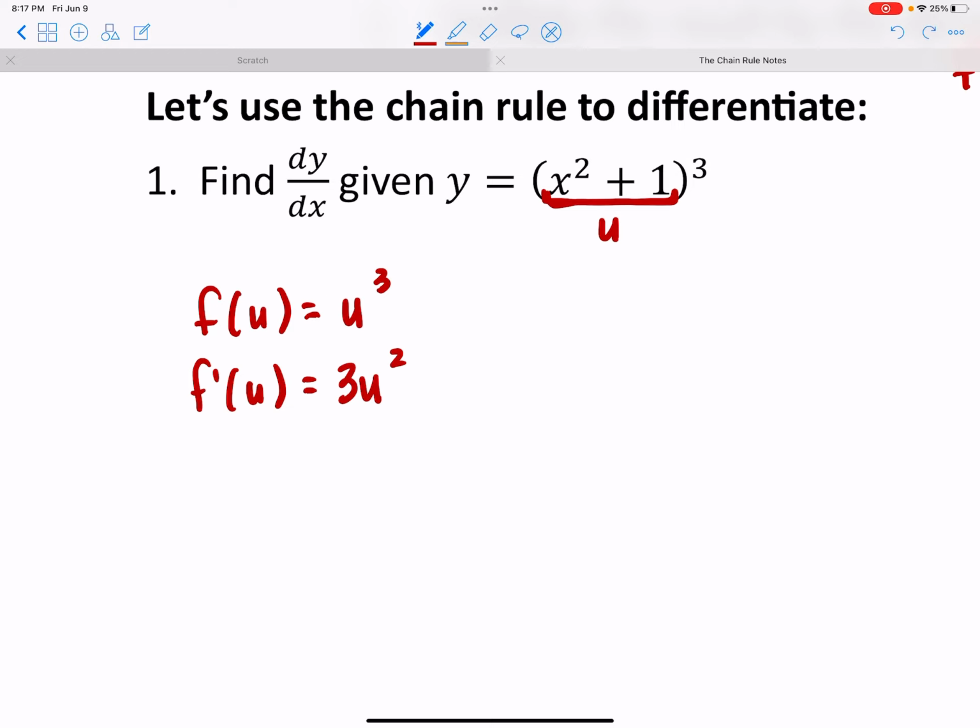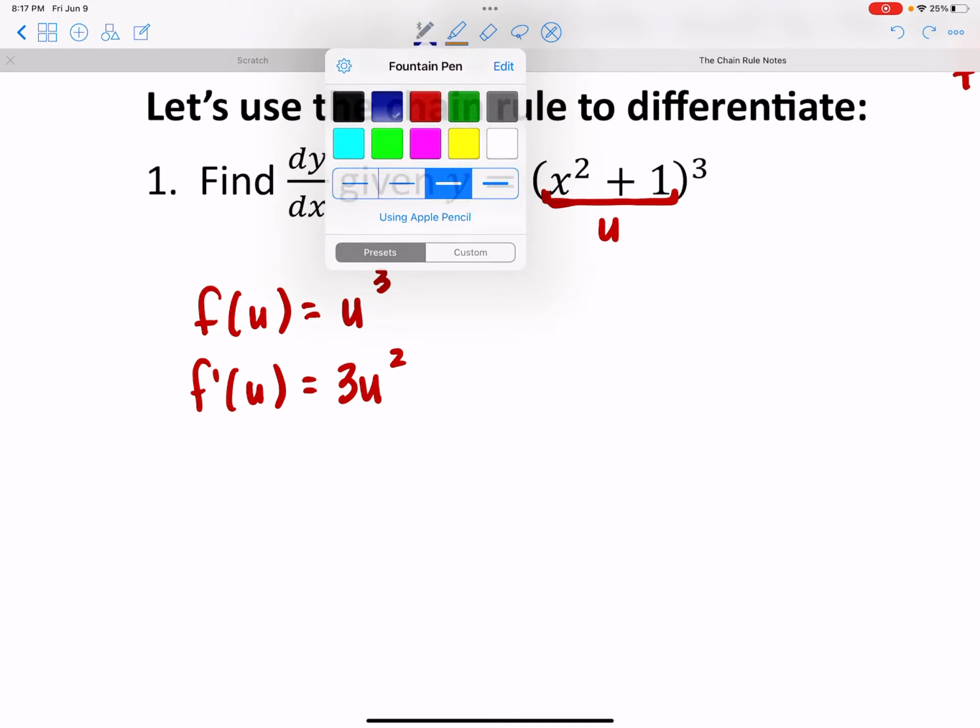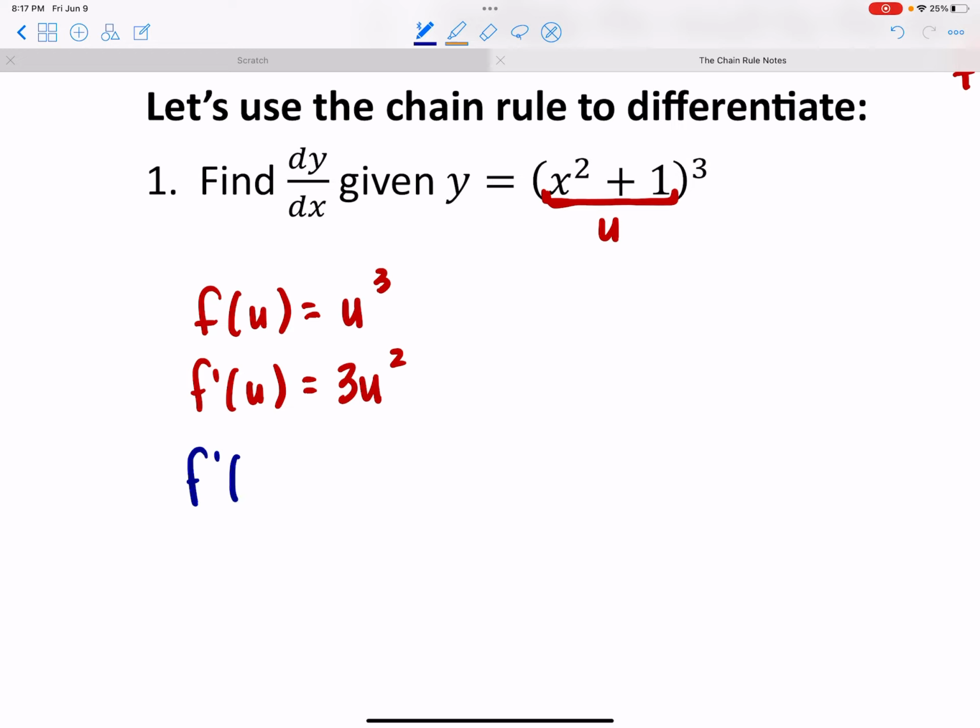So that's f prime of u, but I don't really want u. I want f prime of g of x. Now I'm going to replace u with what it replaced. So I'm going to take u back out and I'm going to put x squared plus 1 back in, right? So my g of x is that x squared plus 1, it goes back in. So this is going to be, instead of 3 times u squared, 3 times x squared plus 1 squared. And then it's one more step.